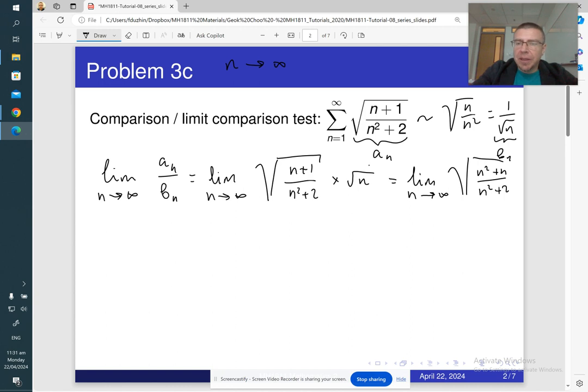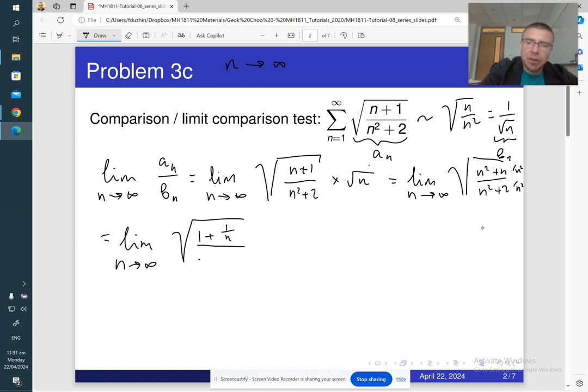Well, and in order to find the limit, I just need to divide by the largest term in both numerator and denominator, which is n squared, right? So it is a legal operation to divide both numerator and denominator of a fraction by the same number. So this is going to be the limit as n goes to infinity of square root of 1 plus 1 over n divided by 1 plus 2 over n squared, which is 1, right?